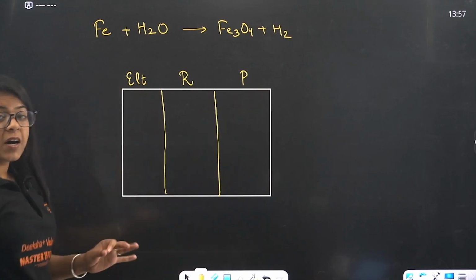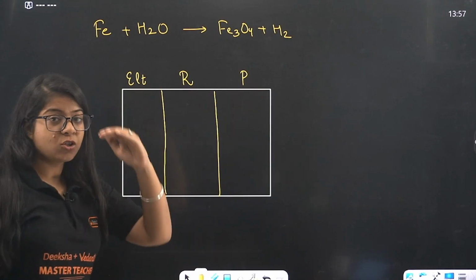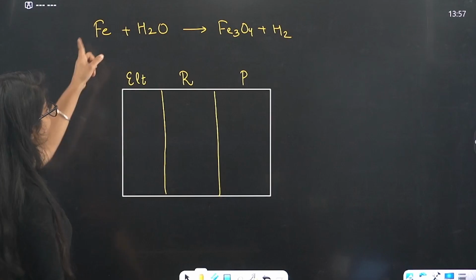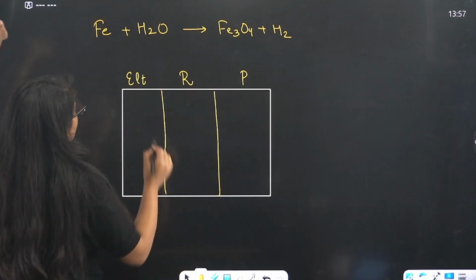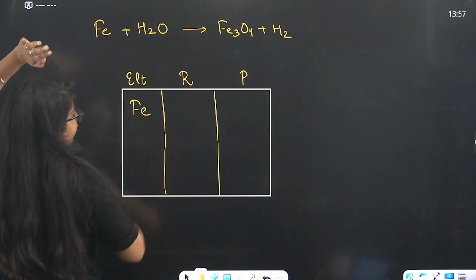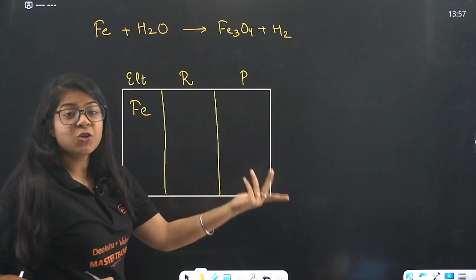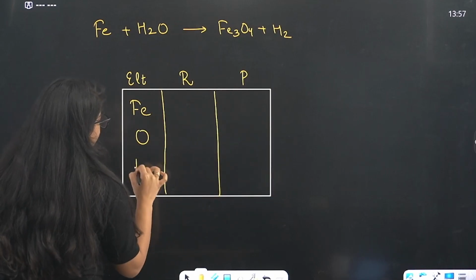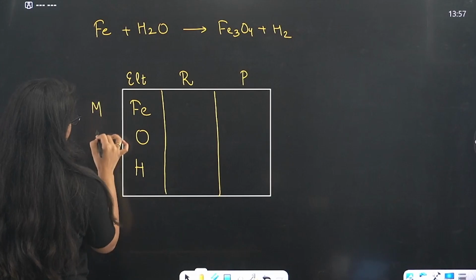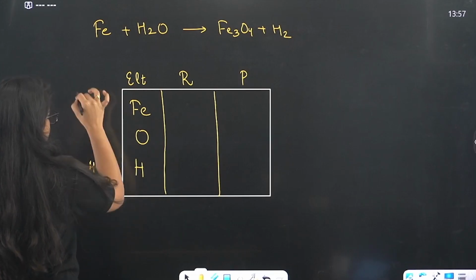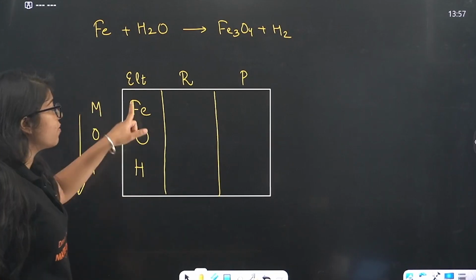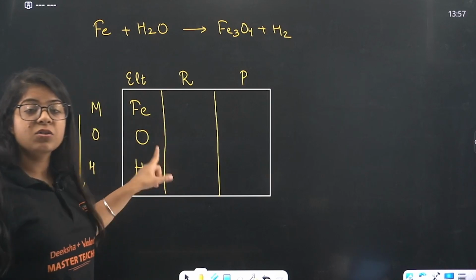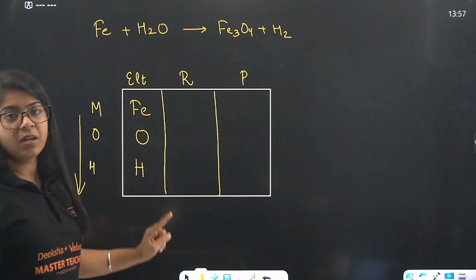Now, remember the first point: metals, non-metals, oxygen, hydrogen. What is the metal in this whole case? Ma'am, iron is the metal. So I will write it first. Non-metal, ma'am, there is no non-metal in this particular case. Then we have oxygen, then hydrogen. So this is metal, oxygen, hydrogen, and this is the trend we will follow. First we will balance iron, then oxygen, then hydrogen.